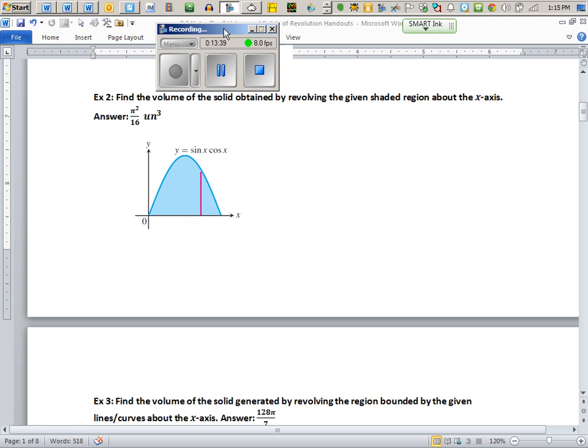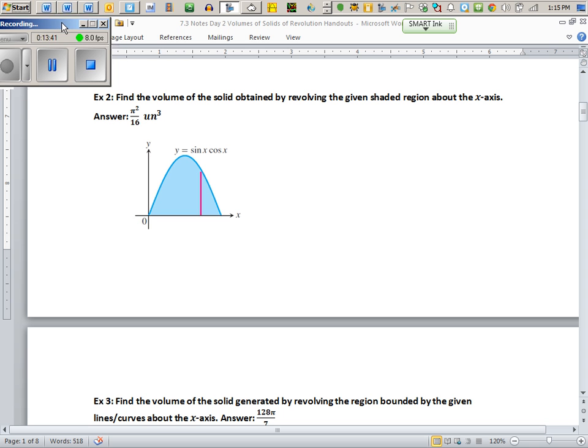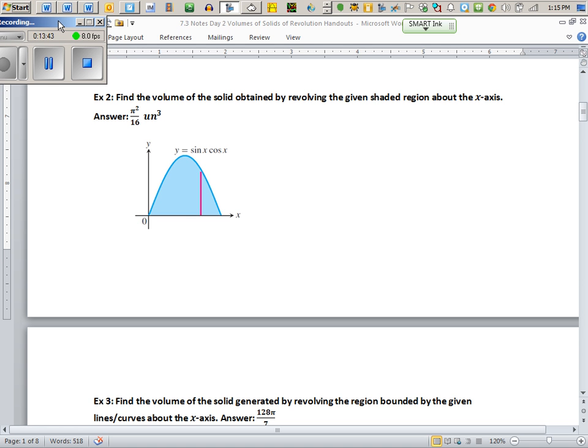This one has a strange answer, pi squared over 16. When was the last time you saw pi squared? Well, the reason is this one is very hard to integrate, even after you get it all set up. Okay? So it's going to require 2 trig identities to solve it. It's going to be tough.